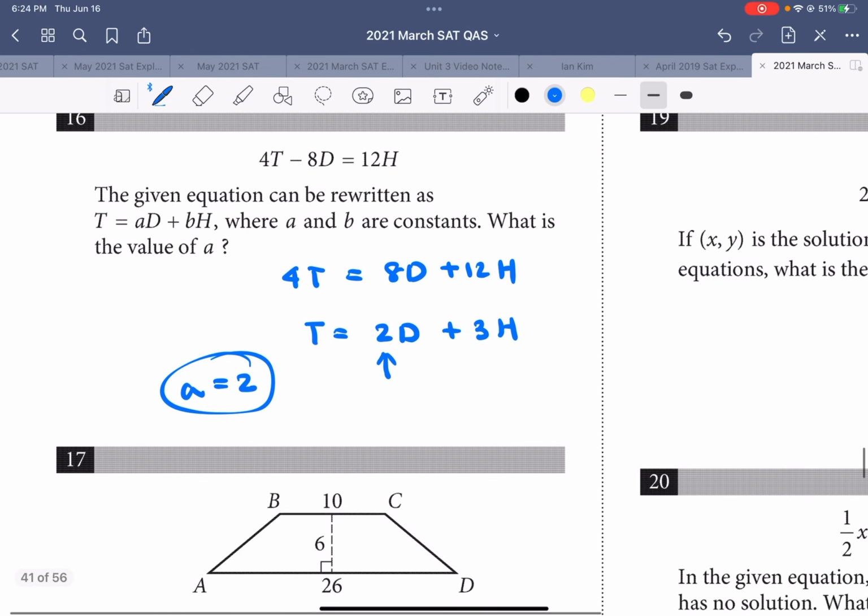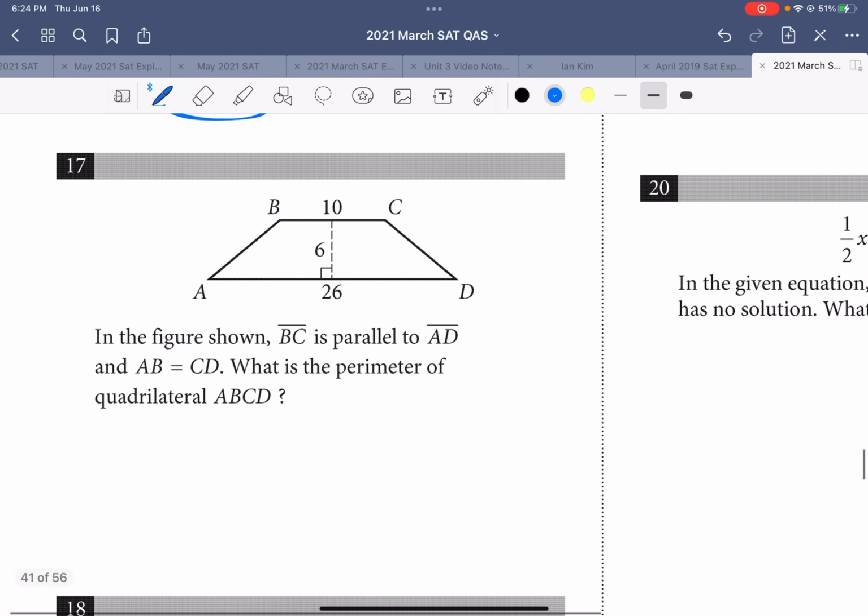You can compare. 17. BC is parallel to AD, so this is a trapezoid. And AB and CD are equal, so it is an isosceles trapezoid. What is the perimeter of quadrilateral ABCD? Since it is an isosceles trapezoid, this is 10 basically. And 26 minus 10 is 16. 16 divided by 2 is 8. So each side is 8 here.